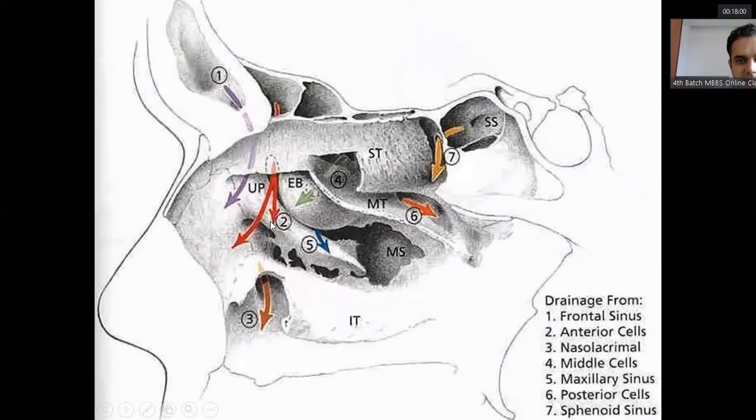Similarly, the anterior ethmoidal cells. And here you can see the posterior cells. This drains into the sphenoethmoidal recess, and here this ethmoidal sinus drains into the superior meatus. And this sinus is here, the frontal sinus is here.